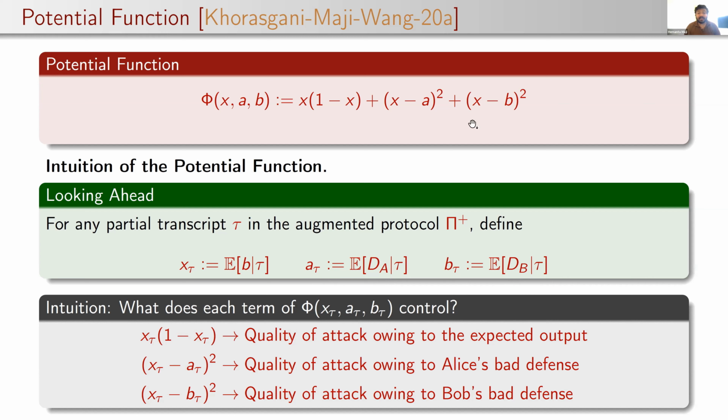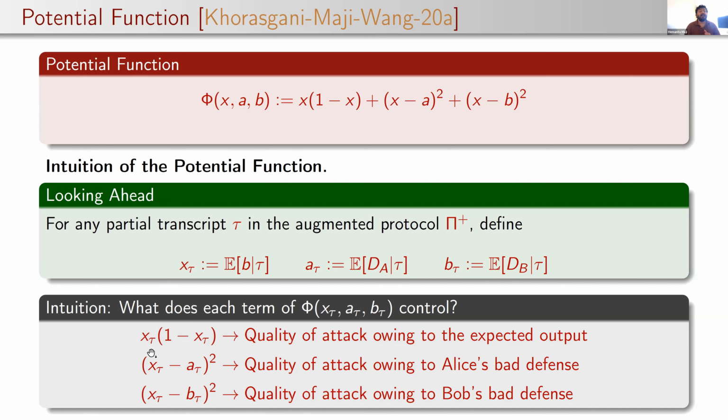So the three terms here have the following intuition. The first term measures the quality of the attack owing to the entropy in the final output. If the final output is already decided, that it is close to 0 or close to 1, then we will not be able to attack it significantly. The second term measures if Alice is performing a bad defense, then she should be punished for it.